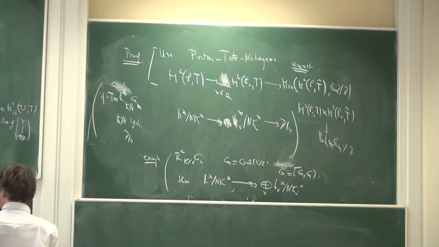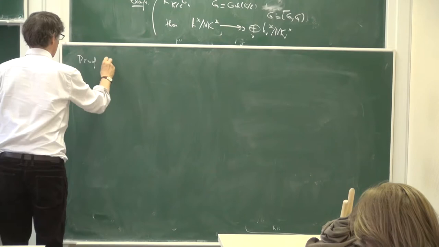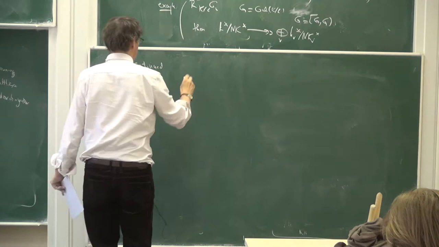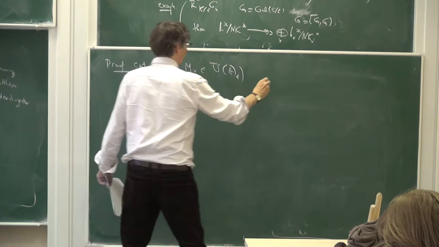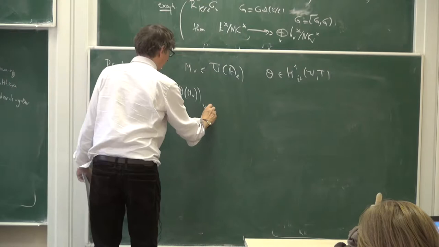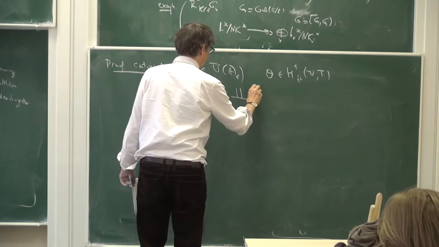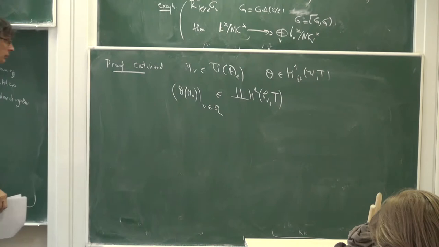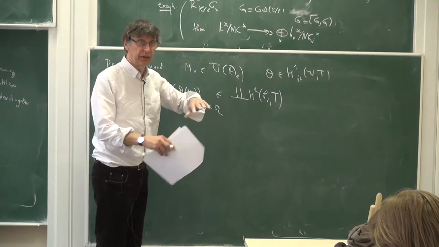Okay, but let's come back to the proof here. So we continue the proof. We had the m_v, which are in U of K_v, U of A_K. And then we have theta, which is in H^1(K,T). So we can look at the family theta of m_v for v in Omega, and this belongs to the direct sum of the H^1 of K_v,T. It's in the product a priori, but because the point was adelic, we have an argument that the theta lives over some model, and so you get something really in the direct sum here.